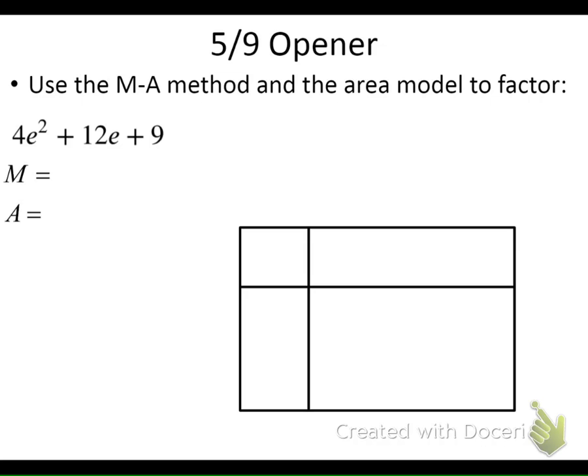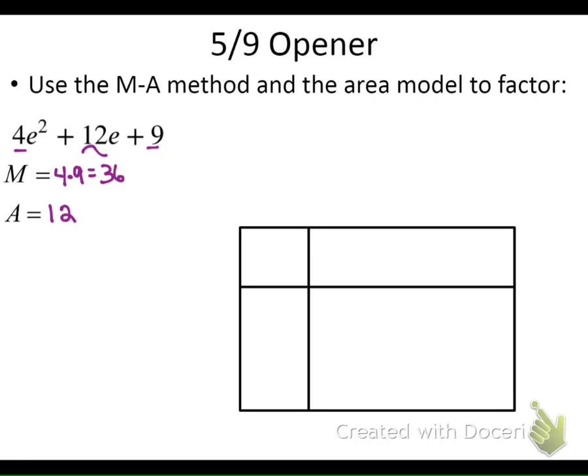Step 1 says determine what our M is and what our A is. Raise your hand if you can tell me how to find the M and the A. Deja. You got multiply 4 and 9. So for the M, you're going to take the first coefficient times the third coefficient and get 36, okay? And then for your A is your second coefficient.